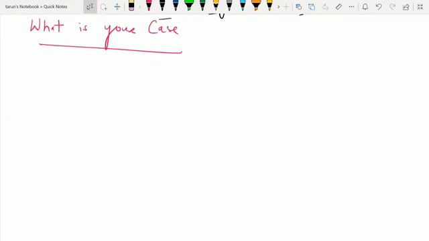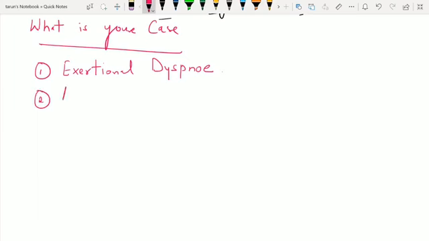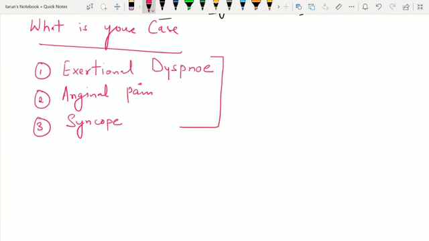So we will build up our summary and we will say the chief complaints in aortic stenosis are usually exertional dyspnea, then anginal pain and syncope. Then we will say all the symptoms occur on exertion: exertional dyspnea, anginal pain on exertion, syncope while doing exertion.